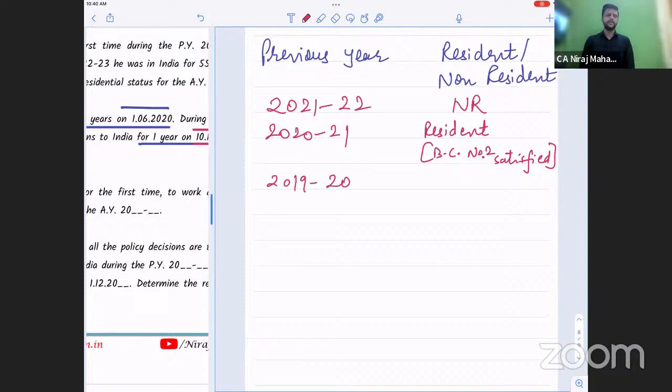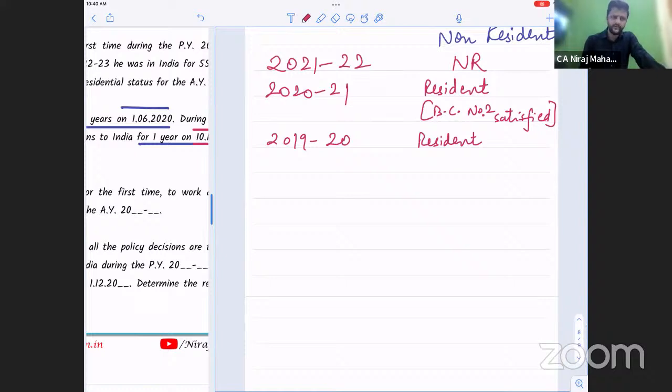What about 1920? How many days in India? Directly we'll say resident, simple or no? Basic condition 1 is satisfied there only. I don't even have to check basic condition number 2. So I'm writing here. Will I check the remaining years now? No. Why will I check? I'm writing here in brackets: basic condition number 1 satisfied.